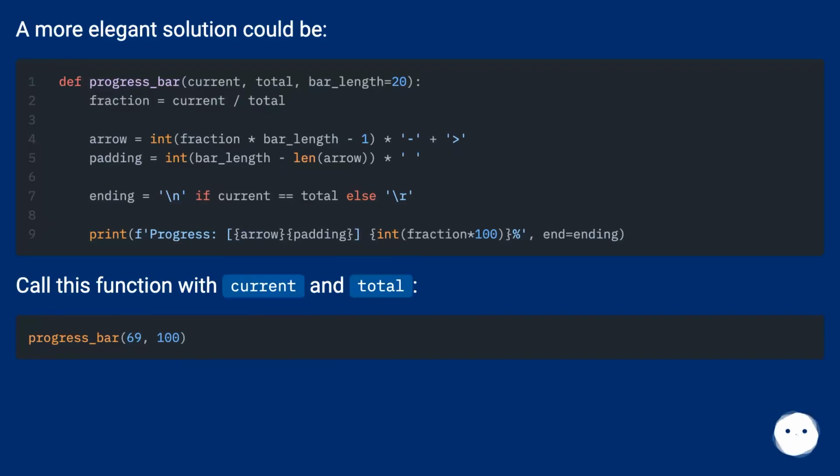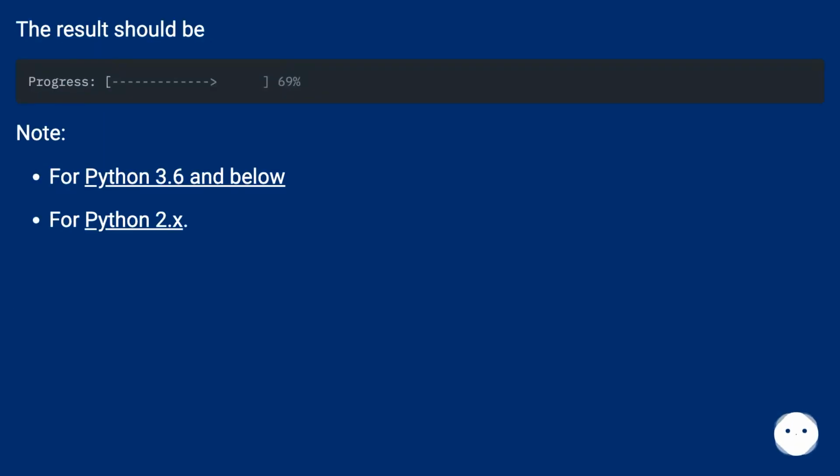A more elegant solution could be: call this function with current and total. The result should be: Note: for Python 3.6 and below. For Python 2.x.